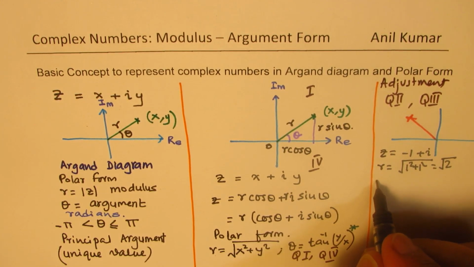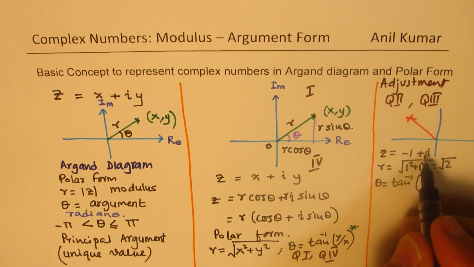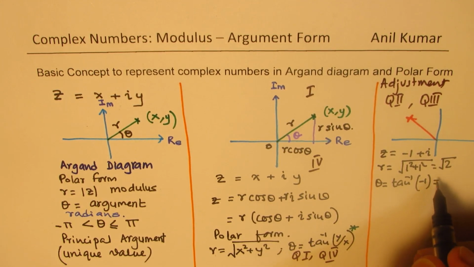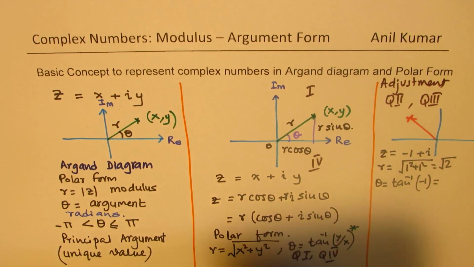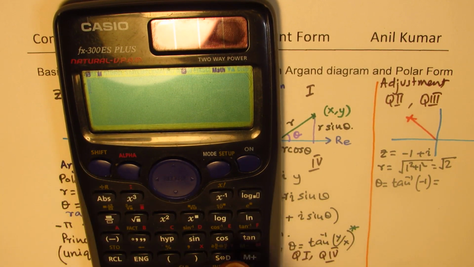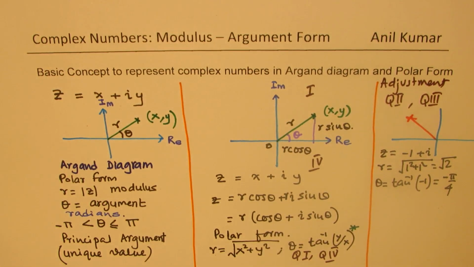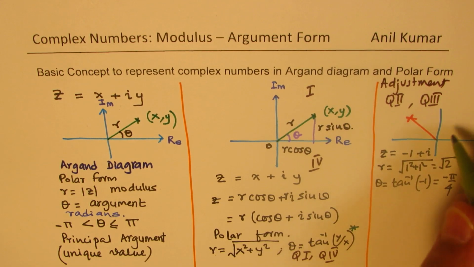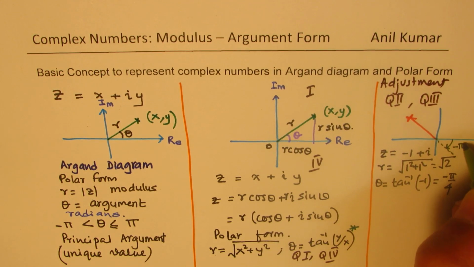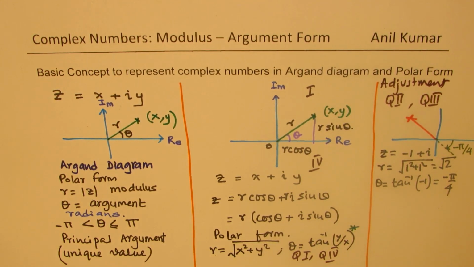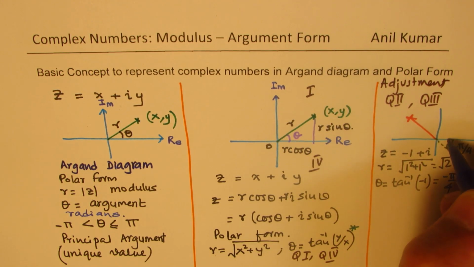However, if you calculate theta, you will get tan inverse of minus 1, right? So tan inverse of minus 1, if you calculate, with the calculator in radians, what do you get? You get minus pi by 4. Now minus pi by 4 is not correct. Minus pi by 4 means you are trying to write this. This is minus pi by 4. But the actual answer, as you can see, is not that. It is this.